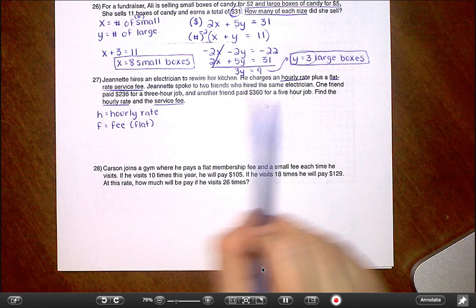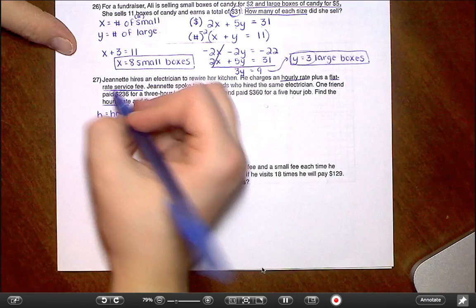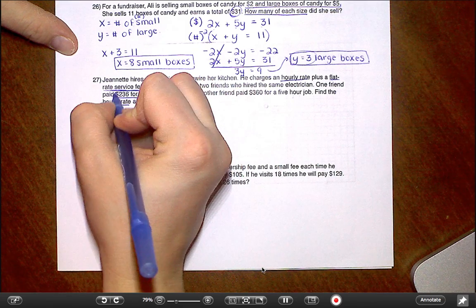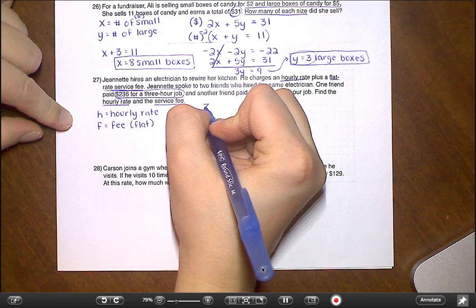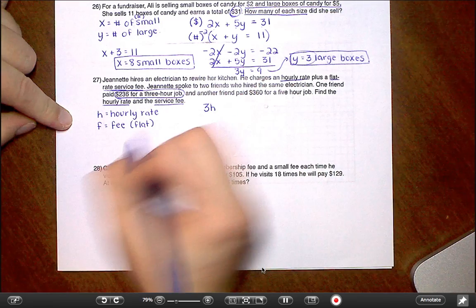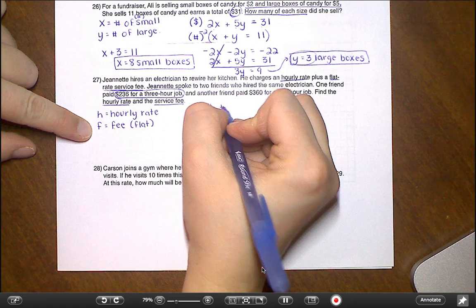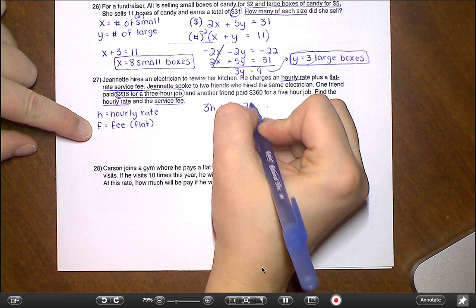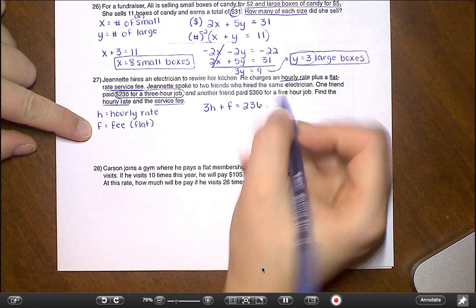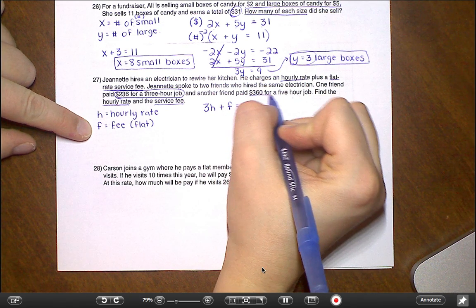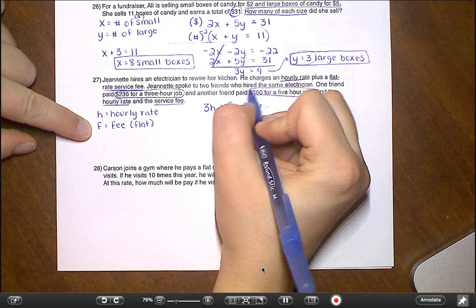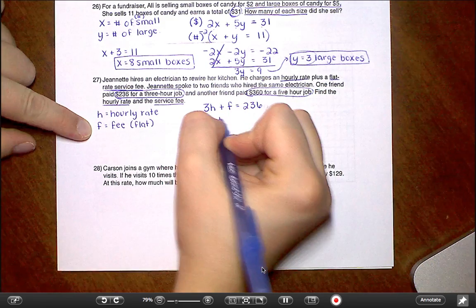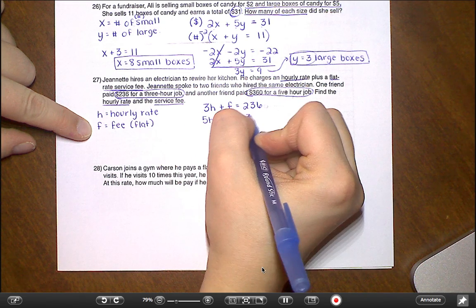So let's talk about her first friend. The first friend paid $236 for a 3-hour job. So they paid for 3 hours, but they also paid this flat rate service fee, and their grand total was $236. Now this friend paid $360 for a 5-hour job. So they paid for their 5 hours, plus they must have paid that service fee, and that's going to equal $360.